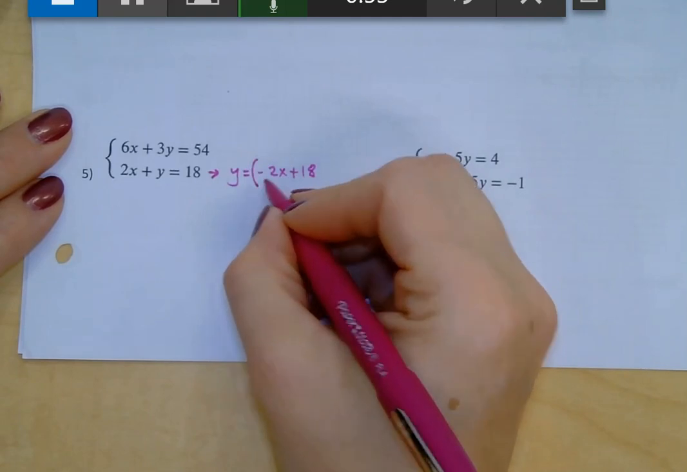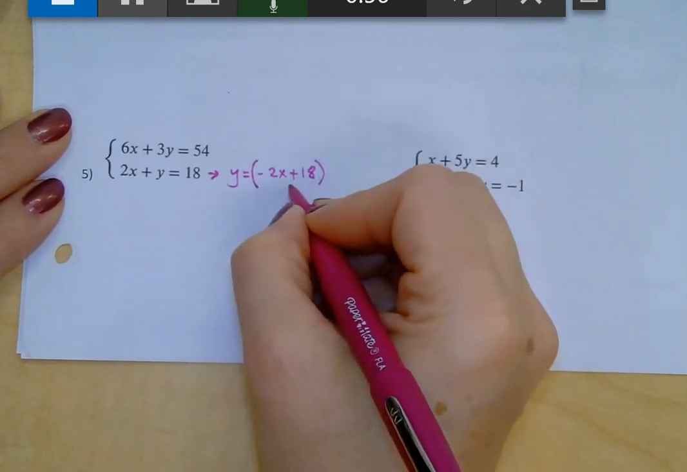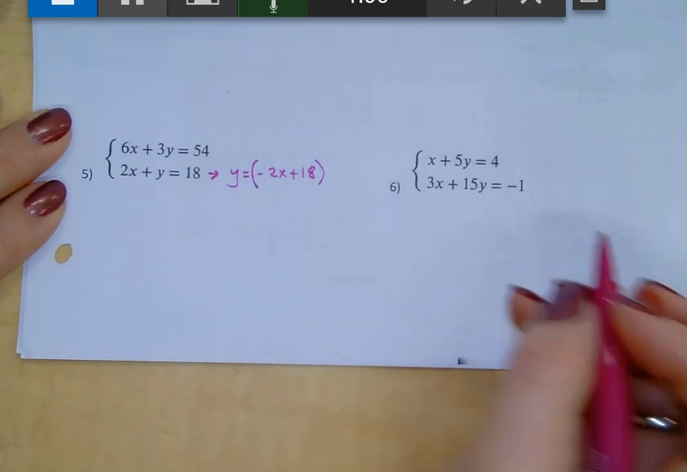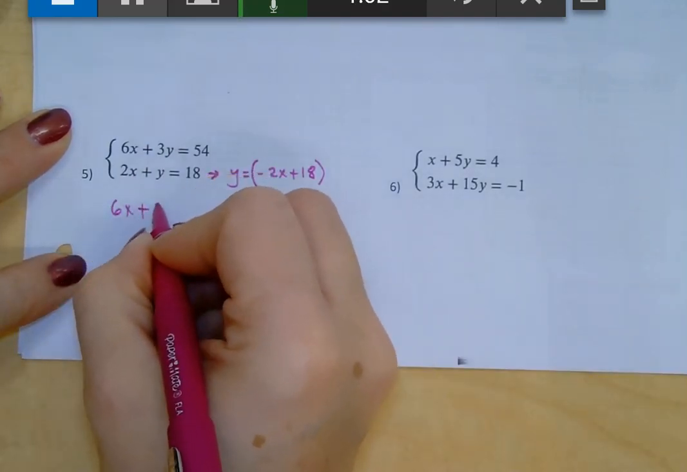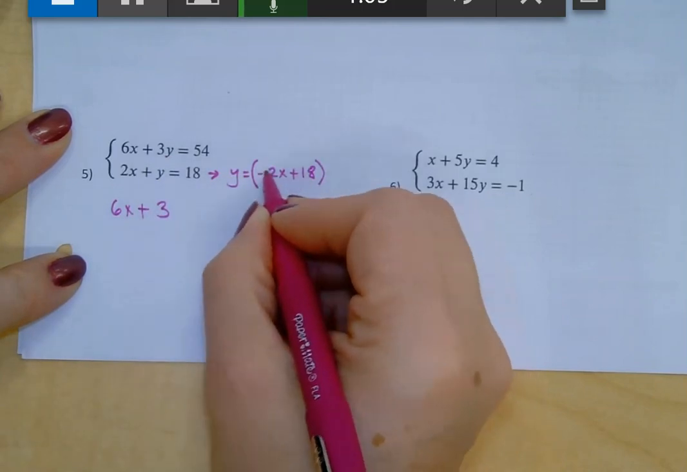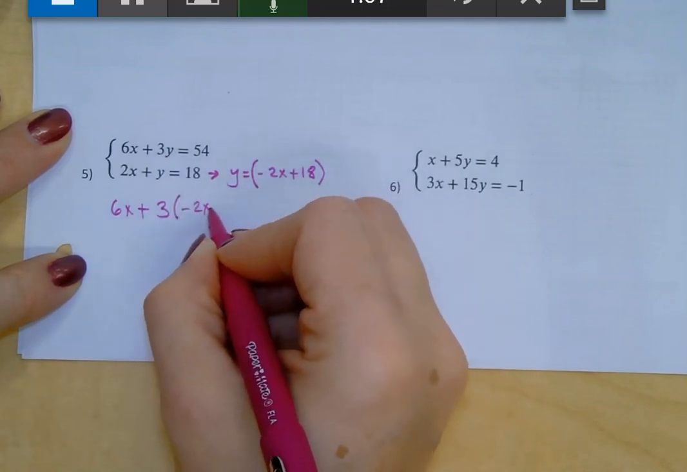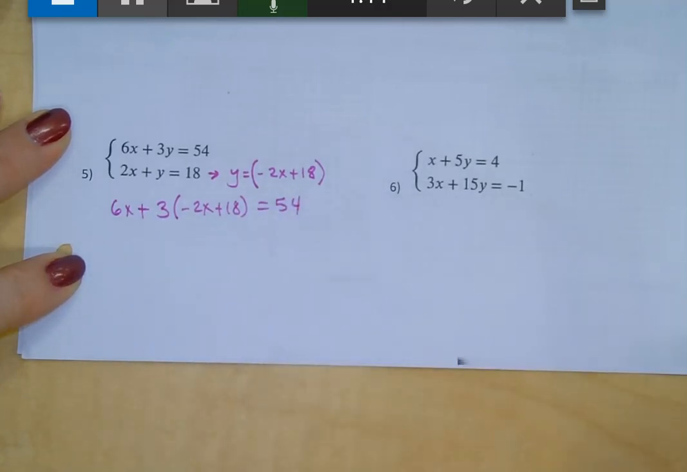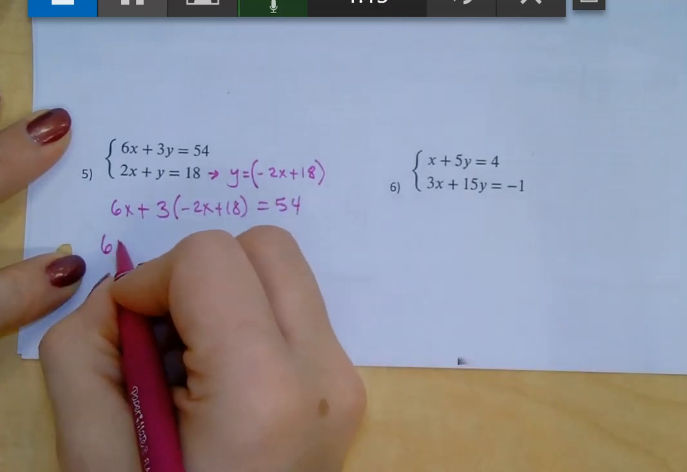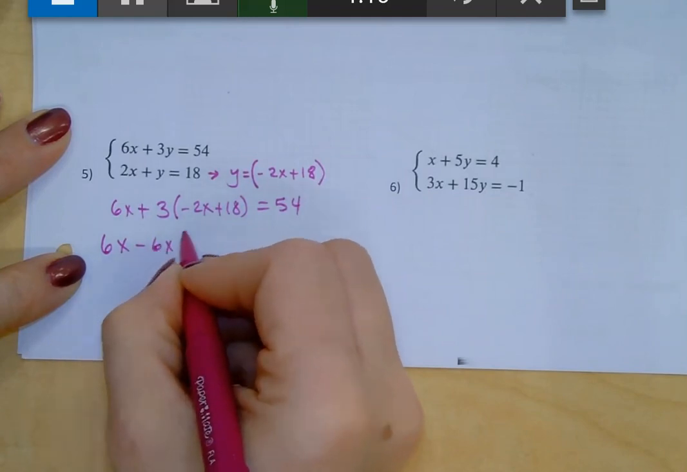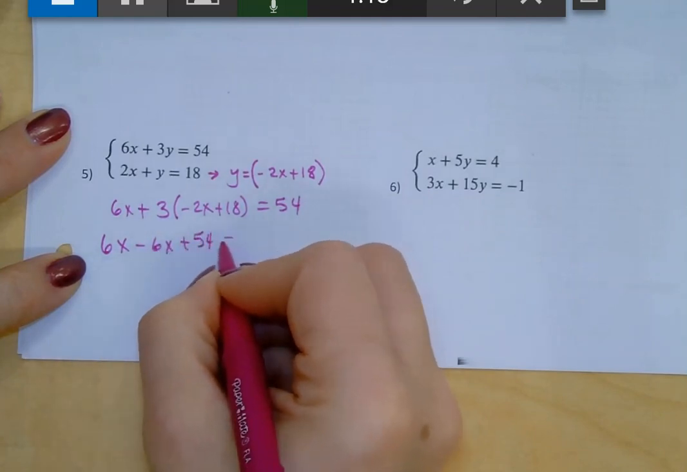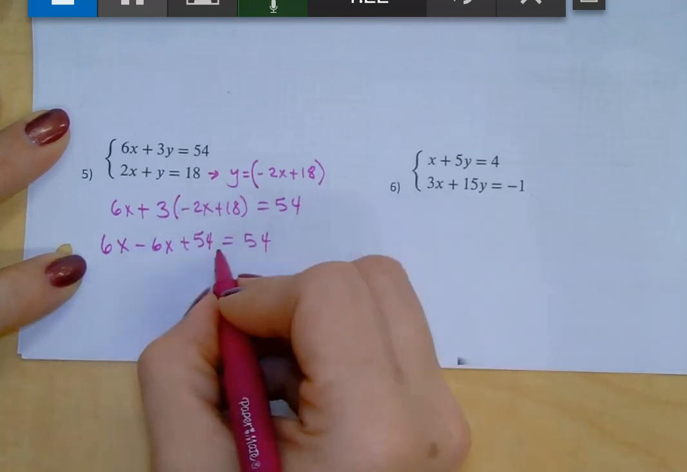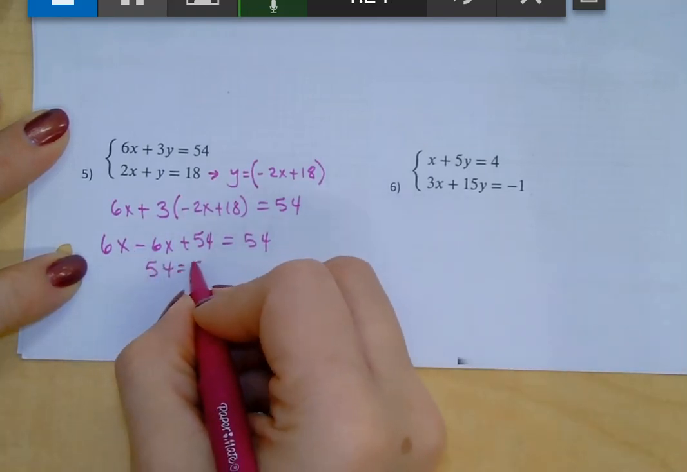And now I know that I can plug in negative 2x plus 18 into the y spot in that first equation. So I'll have 6x plus 3y, but I know y equals all of this, negative 2x plus 18, and it all equals 54. And so now I'm going to use distributive property. I have 6x minus 6x plus 54 equals 54. Okay, when I solve that, I end up with 54 equals 54.